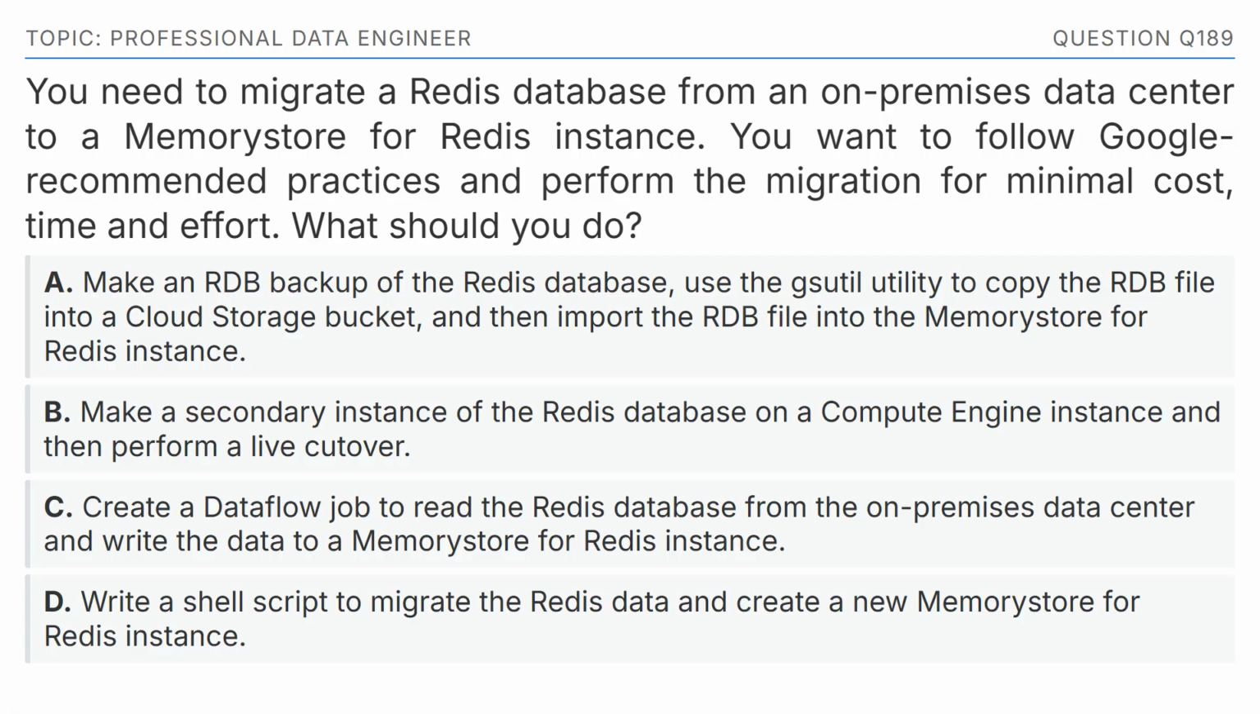utility to copy the RDB file into a Cloud Storage bucket, and then import the RDB file into the Memorystore for Redis instance. Option B, make a secondary instance of the Redis database on a Compute Engine instance and then perform a live cutover. Option C, create a Dataflow job to read the Redis database from the on-premises data center and write the data to a Memorystore for Redis instance. Option D, write a shell script to migrate the Redis data and create a new Memorystore for Redis instance.